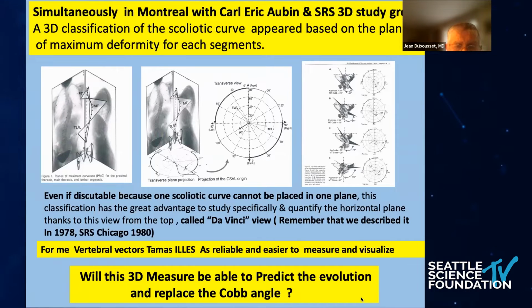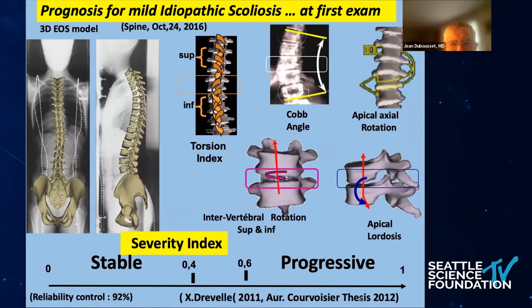Are we able to measure to predict the evolution of a mild scoliosis? We did that at the ENSAM Institute in Paris with an engineer from ENSAM, starting from the 3D EOS imaging model. And when we measure the torsion index, curve angle, that is all the horizontal plane, we can predict at the first exam, thanks to the severity index, the ones that are stable and the ones that will progress.